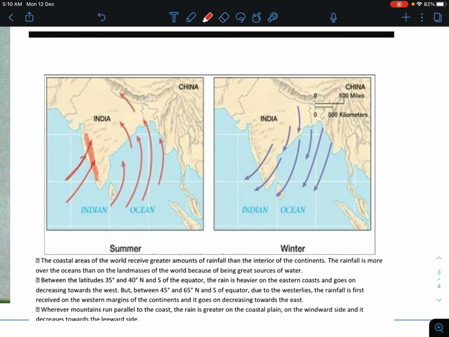In this area, on the windward side, we will get heavy rainfall, but on the leeward side we do not get any rainfall. This is a mountain area and here we get more rainfall, because why? Because this will act as a barrier. So on the windward side, or you can say on the south of this area, we get more rainfall.